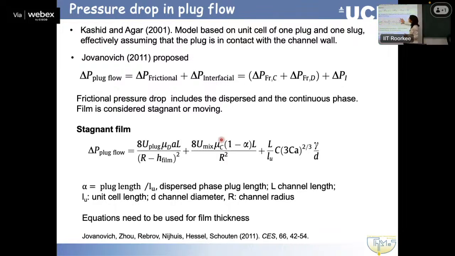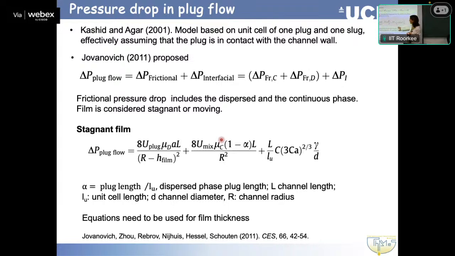So there are some ways to go about it, and all of them have some assumptions. If we want to calculate, as I said, the frictional pressure drop for the continuous phase, usually the Hagen-Poiseuille equation is used. For the dispersed phase, the assumption goes that it's the film that causes this friction because this is the one close to the wall. And then there are different ways to calculate the frictional pressure drop in the film. Jovanovic suggested two ways: one is to assume the film is stagnant, and the other is to assume it's not stagnant. But the correlation was getting more complex.